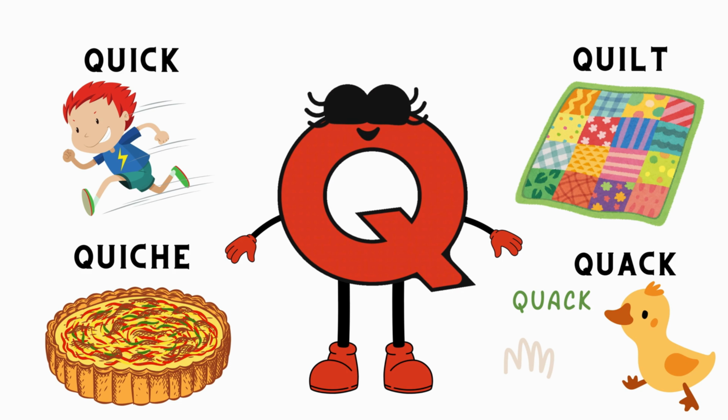The letter Y is for yummy. Z is for zookeeper, zigzag, zipper, zebra.